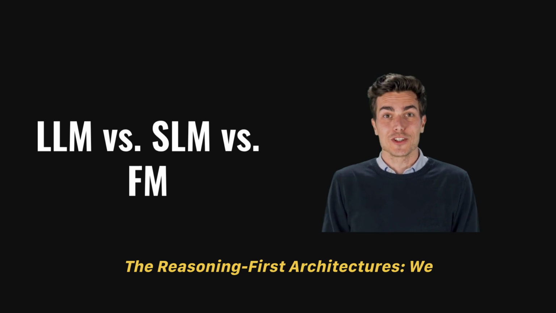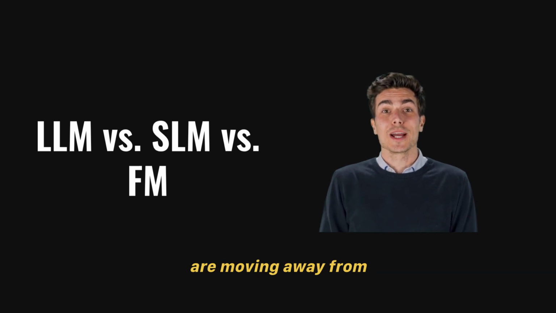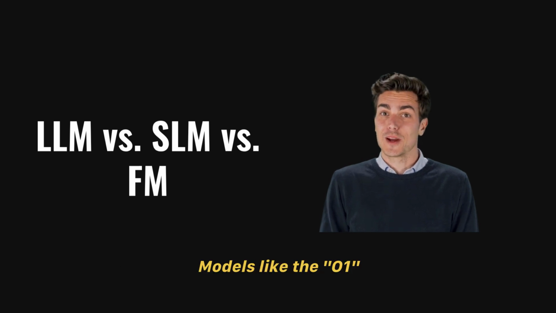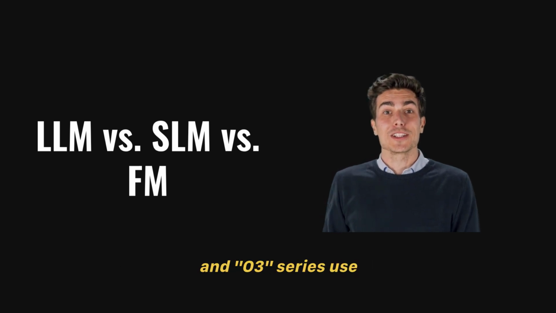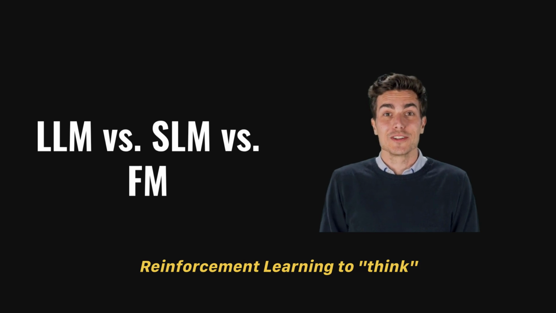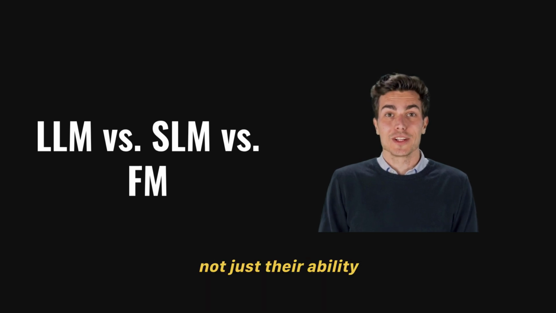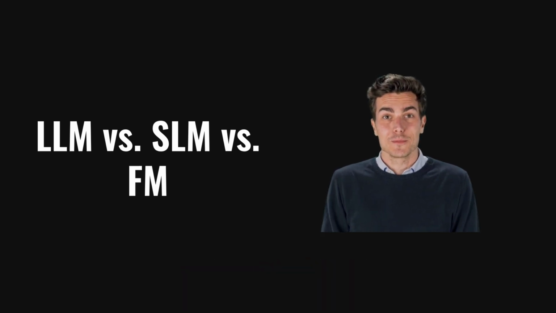The reasoning-first architectures. We are moving away from next token prediction towards System 2 thinking. Models like the O1 and O3 series use reinforcement learning to think before they speak. Future LLMs will be valued for their logic, not just their ability to mimic human speech.